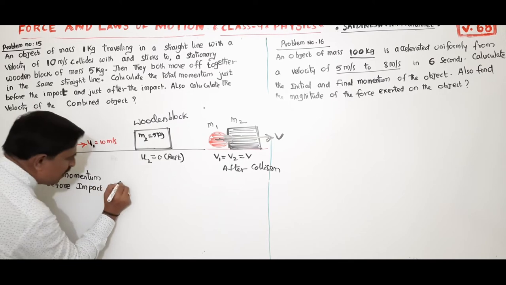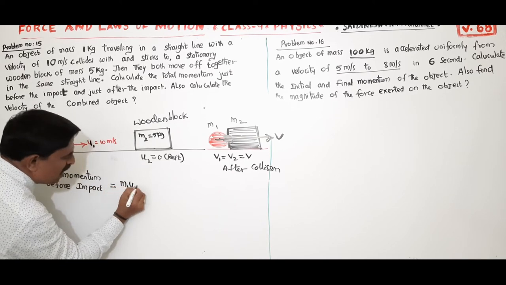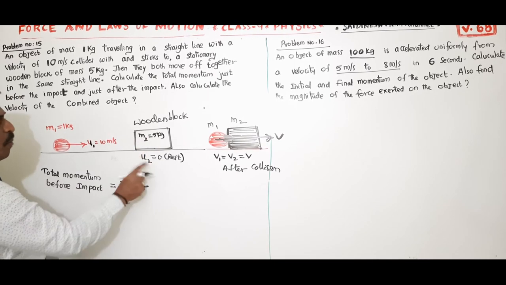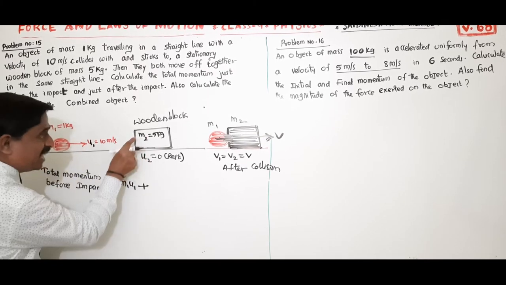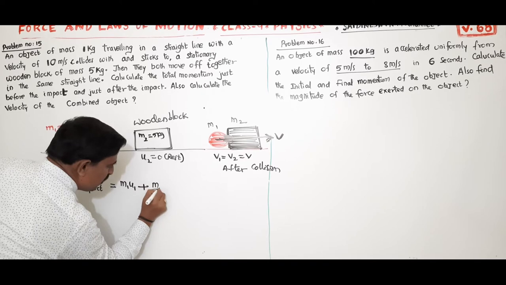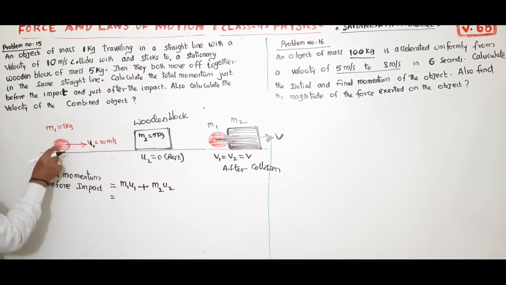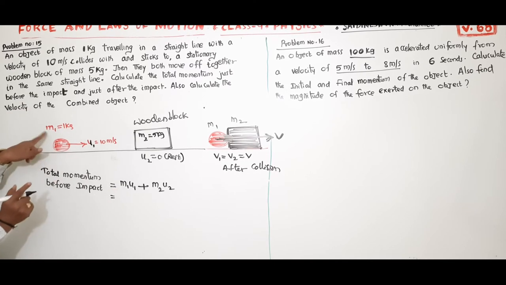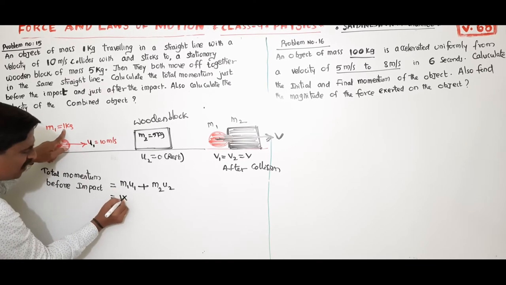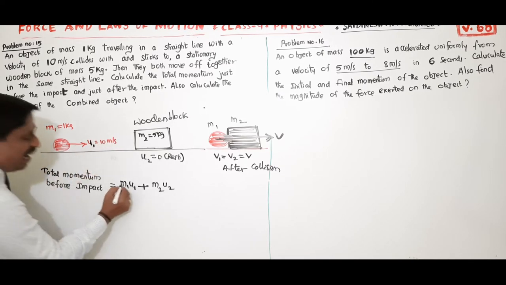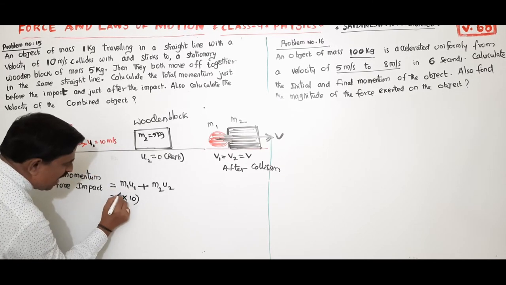M1 into U1. Total means plus momentum of the second body. Momentum means mass into velocity, M2 into U2. Now please listen. M1, mass of the first body, is 1 kg. U1, initial velocity of the first body, is 10.